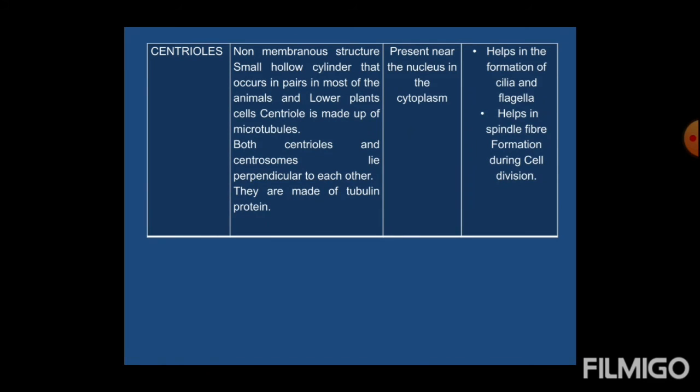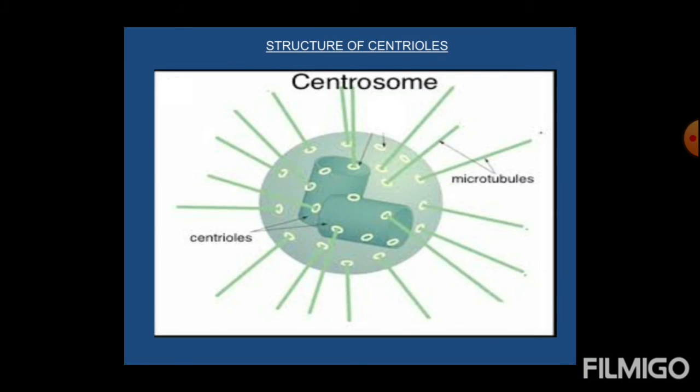Centrioles. Centrioles come with the centrosome also. They are non-membranous structures, hollow and cylindrical, present in pairs. They are present in animals and lower plant cells. Centrioles are made up of microtubules. Centriole and centrosome are perpendicular to each other, and they have a special protein known as tubulin. They help in the formation of cilia and flagella, and in the formation of spindle fibers during cell division. This is the basic diagram of centrosome with centriole. Together, this whole diagram is known as centrosome. The centriole is present in the middle, a cylindrical structure with radiating rays known as microtubules.